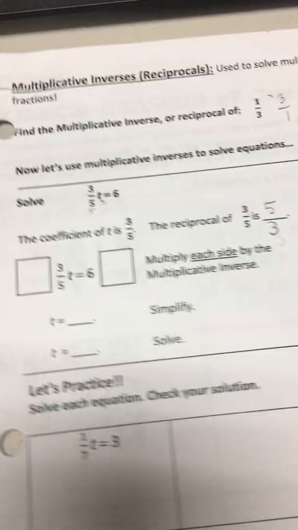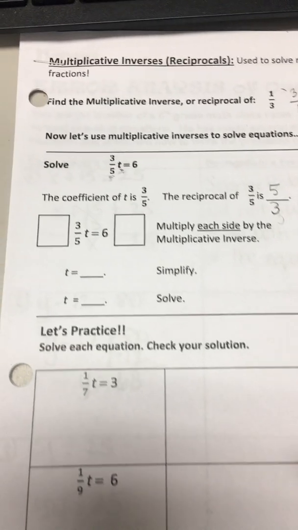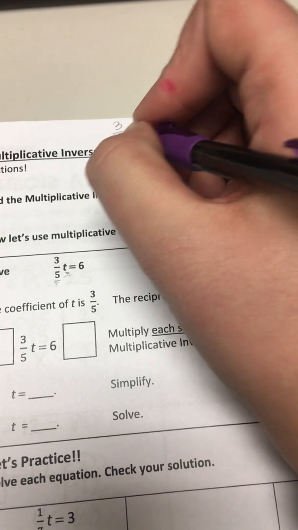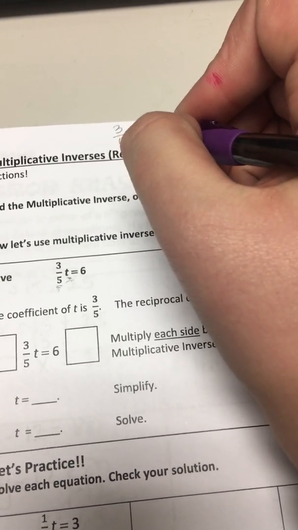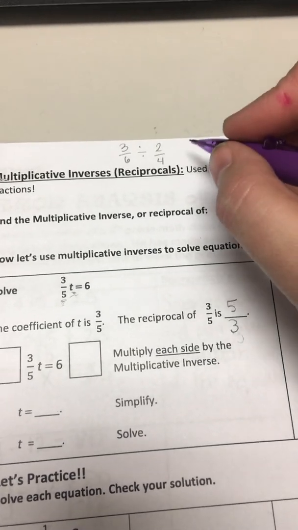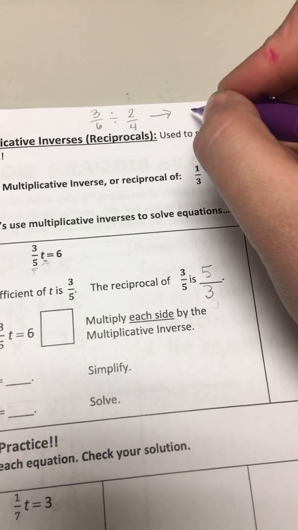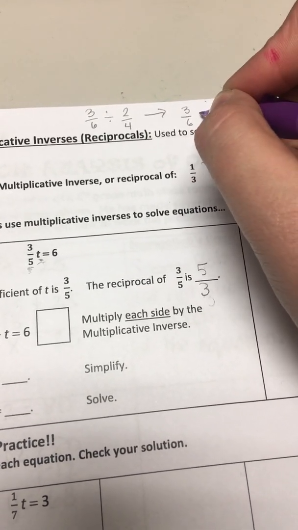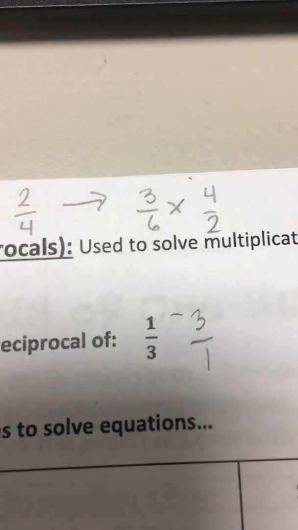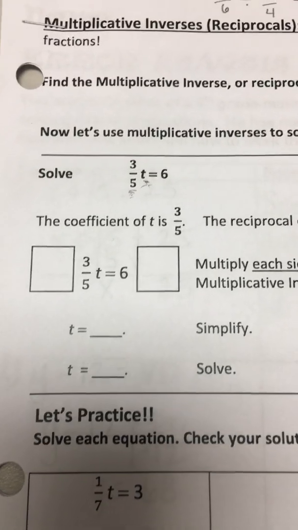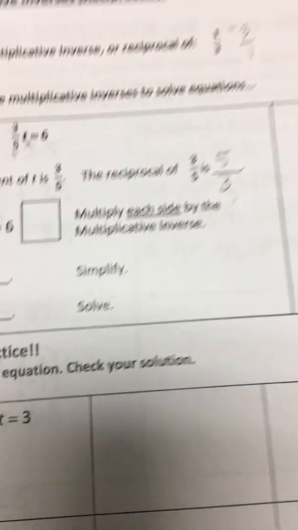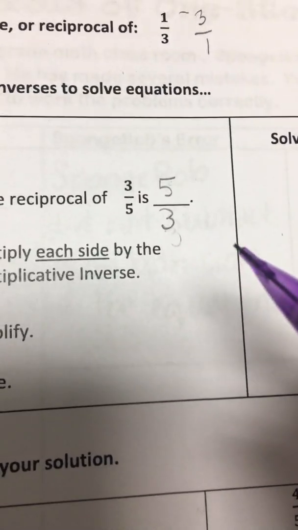All right. So remember, and you don't have to write this down, I'm just showing you: if I have 3/6 divided by 2/4, remember, when we divide by fractions, we actually multiply by the reciprocal. So I would still have 3/6, but then I would times it by 4/2. That is the exact same thought process that we're going to be using when we divide by fractions for our one-step equation. So we understand that the reciprocal should be 5/3.